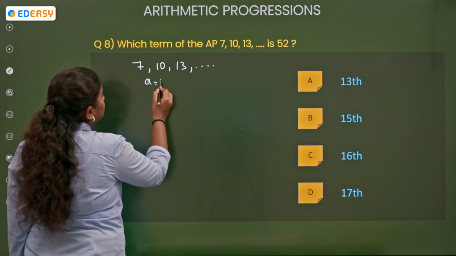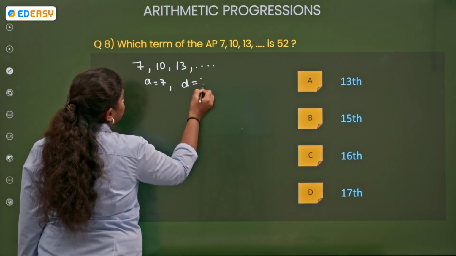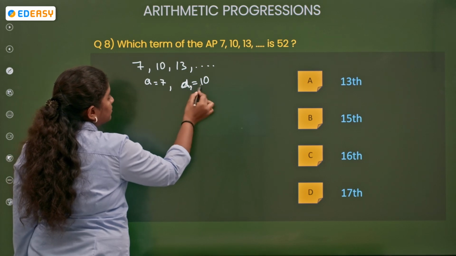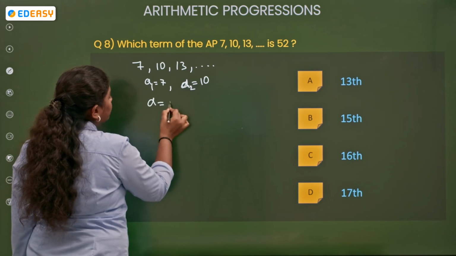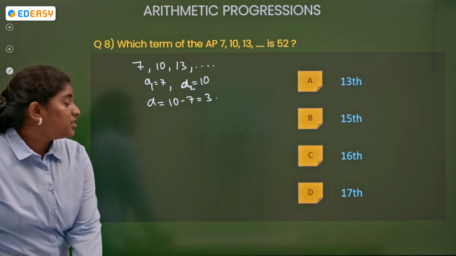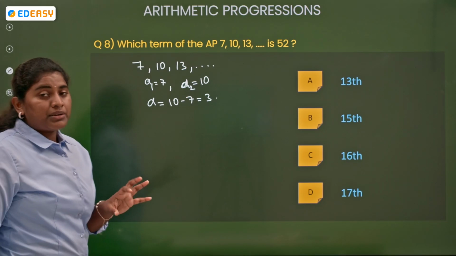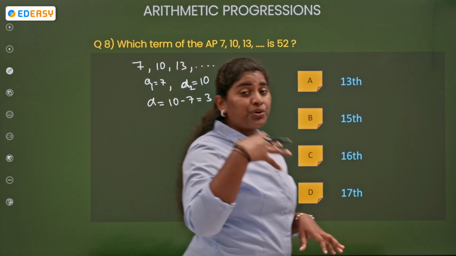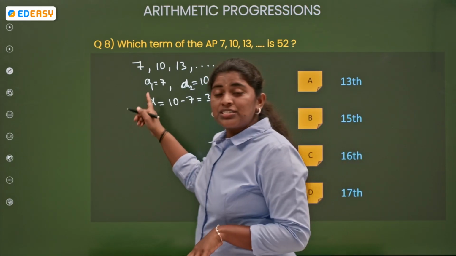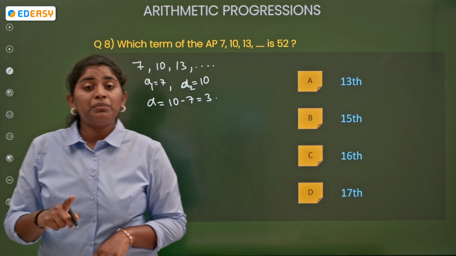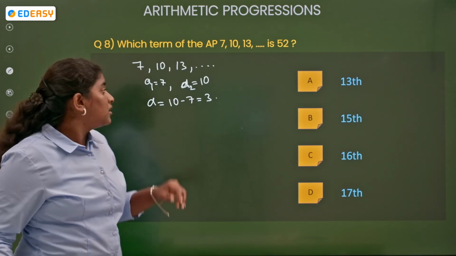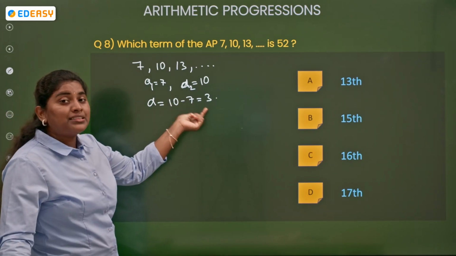Now what is your a value? 7. And what about the d value? Now, a value is 7 and a2 value is 10. What about the common difference? 10 minus 7, which is 3. Clear? Understood, everyone? From your arithmetic progression, first of all, try to get your a value and d value, where a value is your first term, which is 7, and d value will be given by taking the difference between two consecutive terms. So d value is 3.